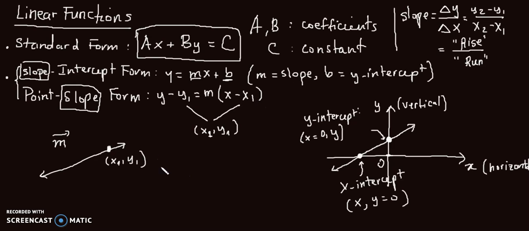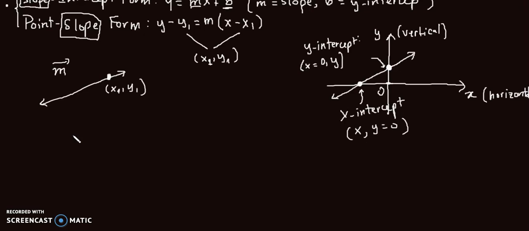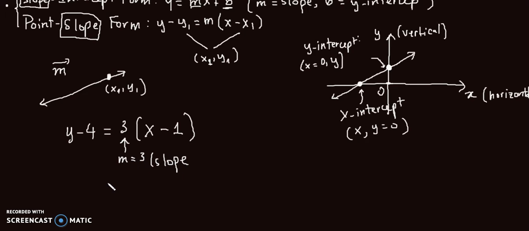So for example, if I have y minus 4 equal to 3 times x minus 1, this is my slope, 3. How about my x1? x1 is this. Is this minus 1 or 1? It is 1, plus 1. And then y1 equal to 4. So remember that.